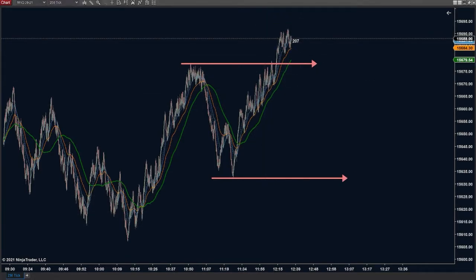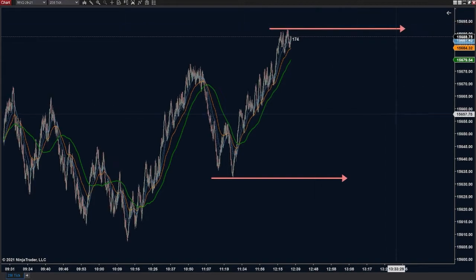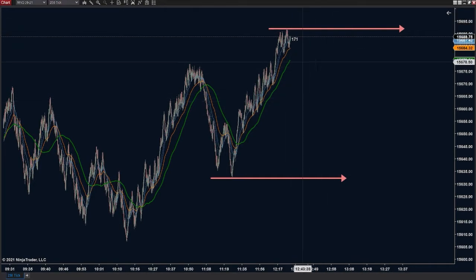Now, we do have another break above, so they're currently developing another one. We don't know when that's going to be until we get a little bit more info. But at the moment, this is where we are in terms of confirmed swings.